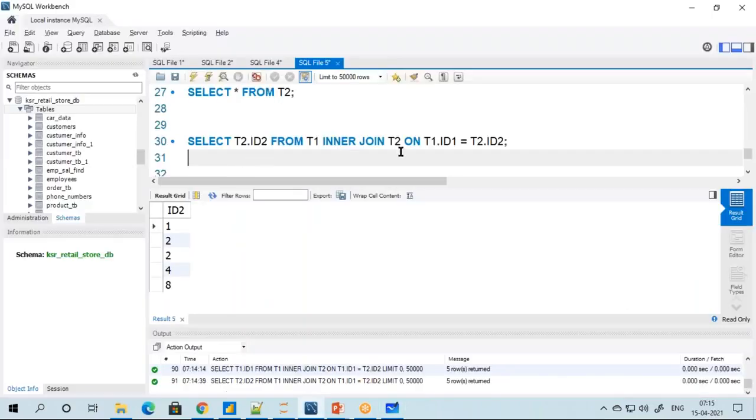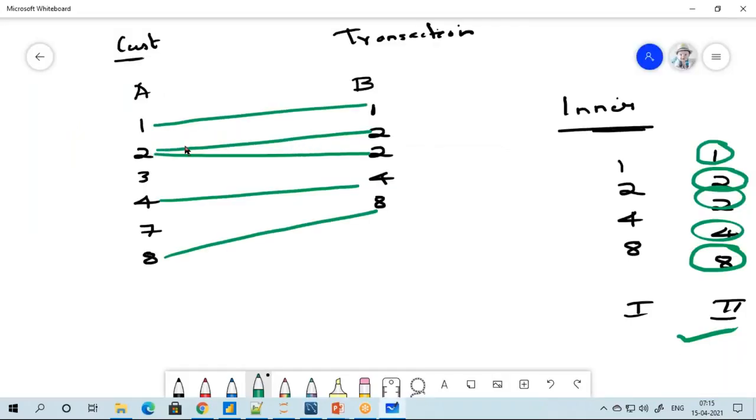If you see, what is inner join? Inner join will give all the records which are matching on both the tables. It's fine that it's been matched 2 times, but still you give 2 times. That is what the inner join is.